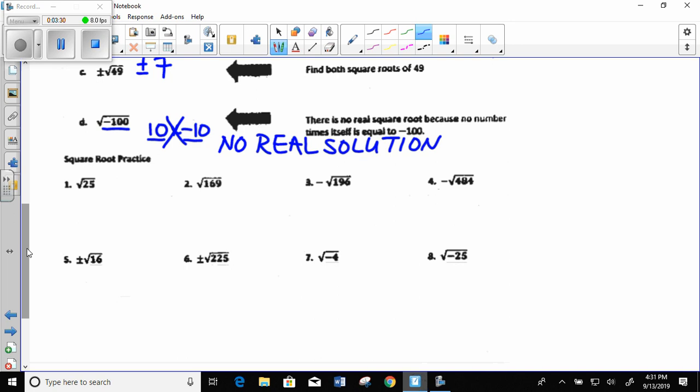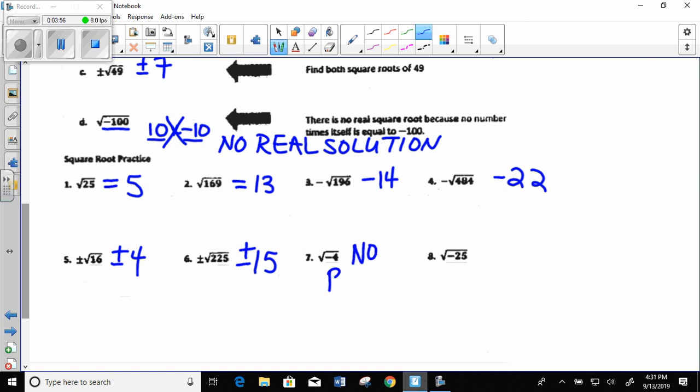Okay, we're back. Hopefully you answered all 8 questions. Let's see if you are correct. Number 1 is 5. Number 2 is 13. Number 3 is negative 14. Number 4, negative 22. Number 5, positive or negative 4. Number 6, positive or negative 15. Number 7, no real solution. And number 8, same thing, no real solution because that negative is on the inside.